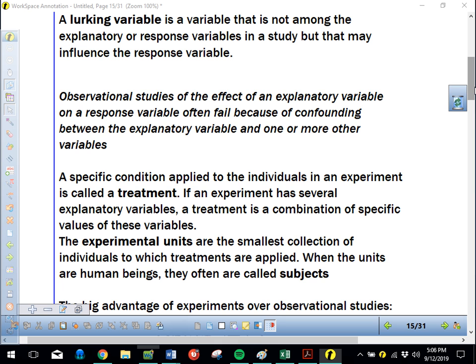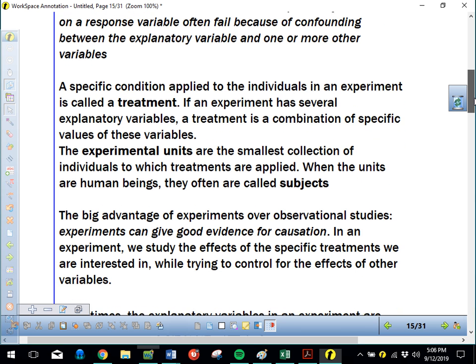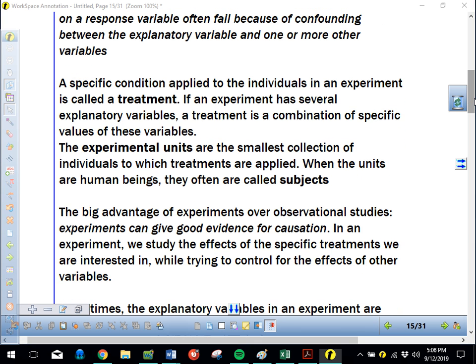But observational studies of the effect of an explanatory variable on a response variable often fail because of confounding, because of lurking variables between the explanatory variable and one or more other variables, all right? So any specific condition applied to the individuals in an experiment is called a treatment. So we always want to identify how many treatments, and like we were looking at today, based on the number of treatments that you have, then you might have one more treatment for the control, and we'll get to that later.